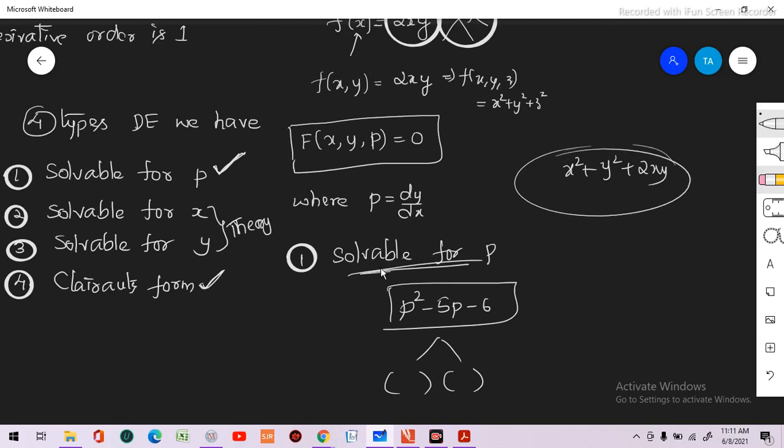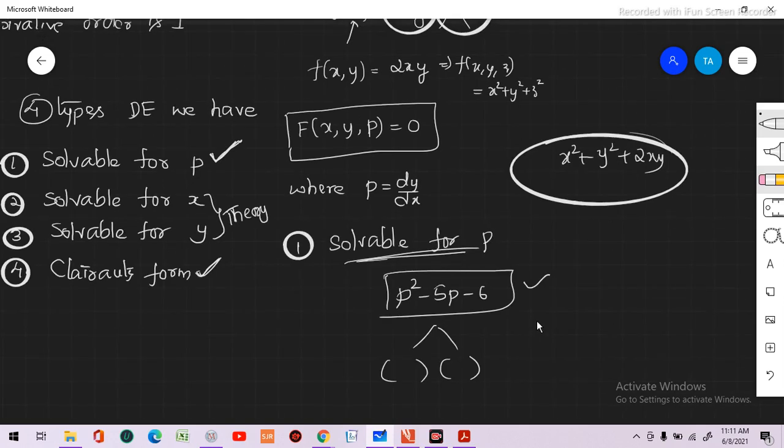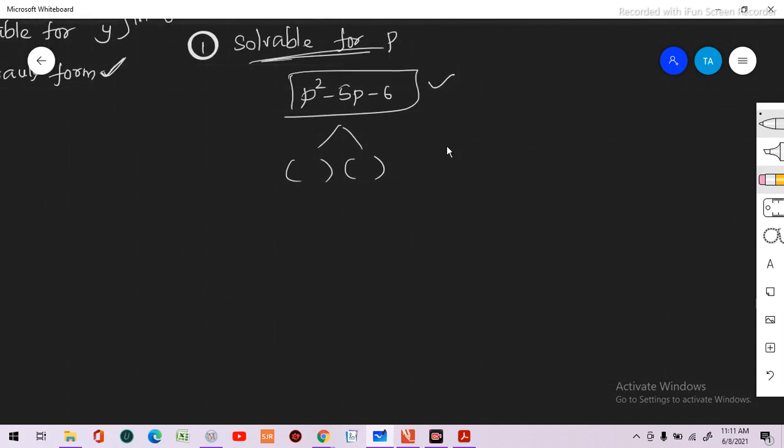Quadratic equation solve ಮಾಡಕ್ಕೆ ಬರುತ್ತಲ್ವಾ? Yes, sir. So these types of equations we can solve under solvable for p. Then what do we do? We will get two roots if it is a quadratic equation. How many roots do we get? 2. How about cubic? 3. How about quartic? 4. Like that it goes on.